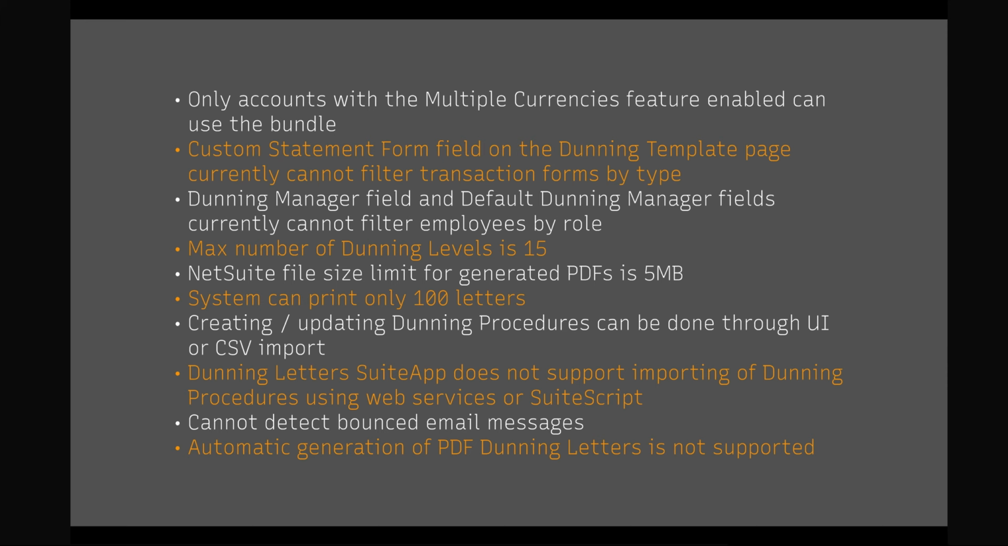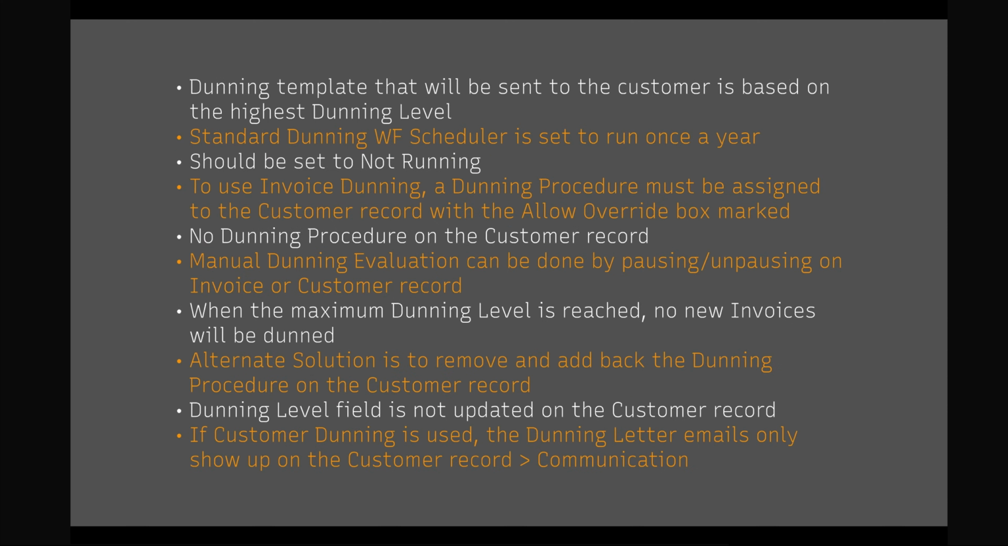Automatic generation of PDF Dunning letters is not supported. The Dunning template that will be sent to the customer is based on the highest Dunning level. The standard Dunning scheduler should always be customized as these workflows are set to run once a year. These should also be set to not running when not needed. To use invoice Dunning, a Dunning procedure must be assigned to the customer record with the Allow Override box marked. With no Dunning procedure on the customer record, invoice Dunning is not going to work.